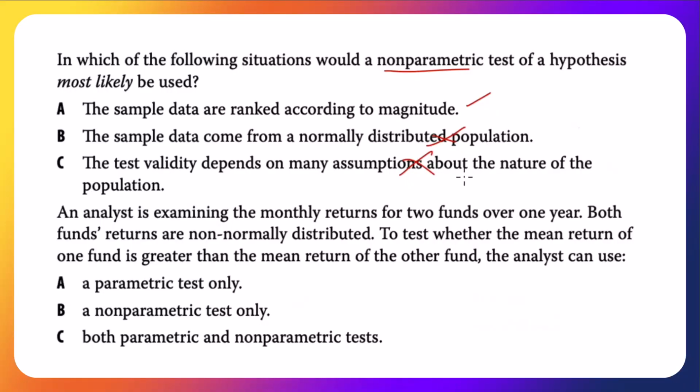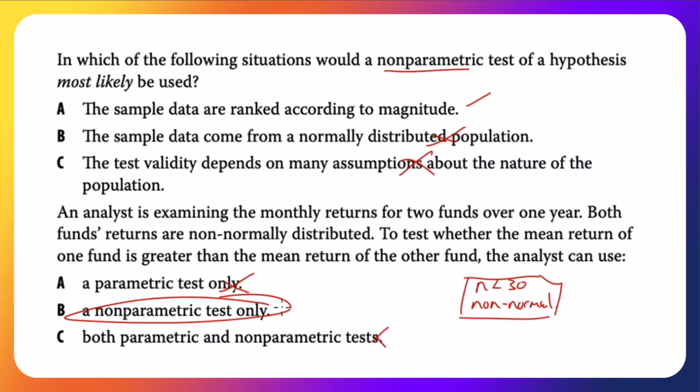40. An analyst is examining the monthly returns for 2 funds over 1 year. Both funds' returns are non-normally distributed. To test whether the mean return of one fund is greater than the mean return of the other fund, the analyst can use, well, what have we got? We got n less than 30 right away, and we have non-normal. So parametric testing is out. We have to use non-parametric tests. A parametric test only? Nope. A non-parametric test only? Yes. Both parametric and non-parametric? No, because this eliminates parametric testing. We have to use B.